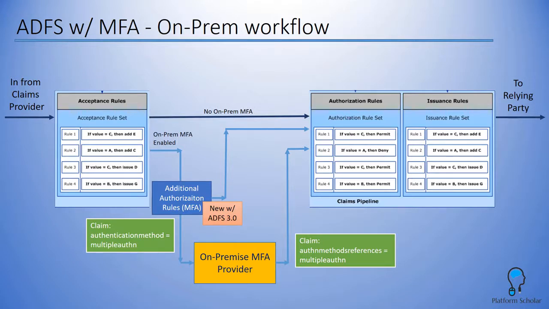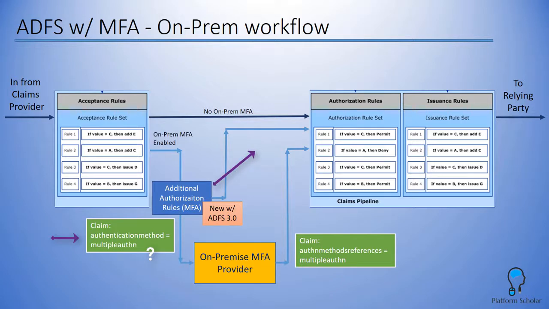Some of these rules can be defined in the authentication policy screen in the ADFS management utility. Custom rules, however, have to be added via PowerShell. If any of these rules result in the issue of a claim that has authentication method equal to multiple authn, then that means the on-premise MFA provider should trigger second-factor authentication.